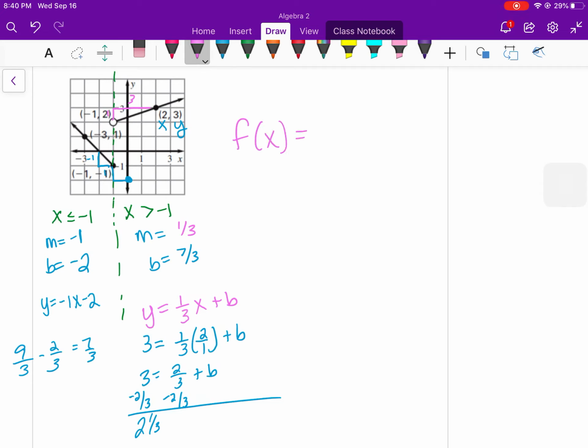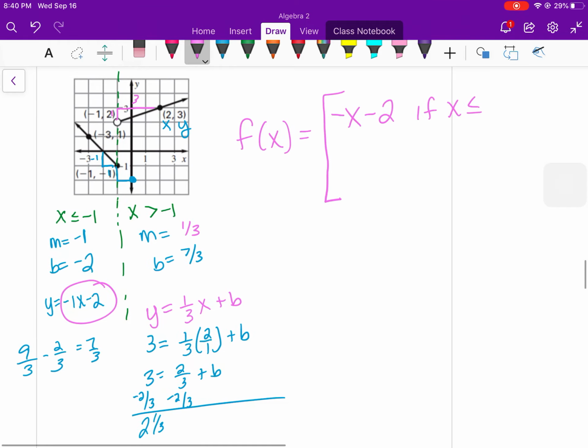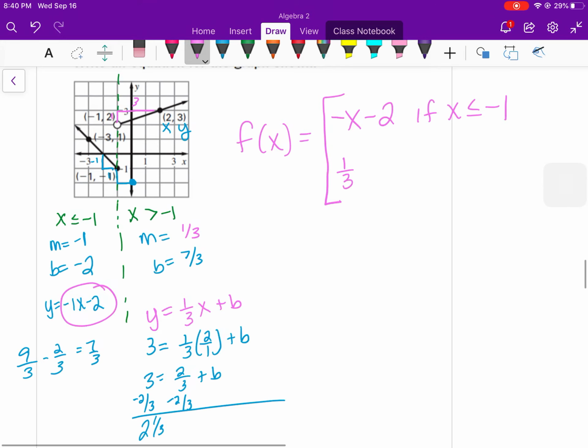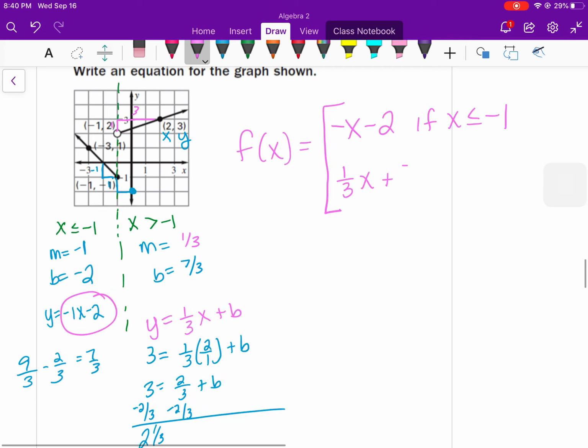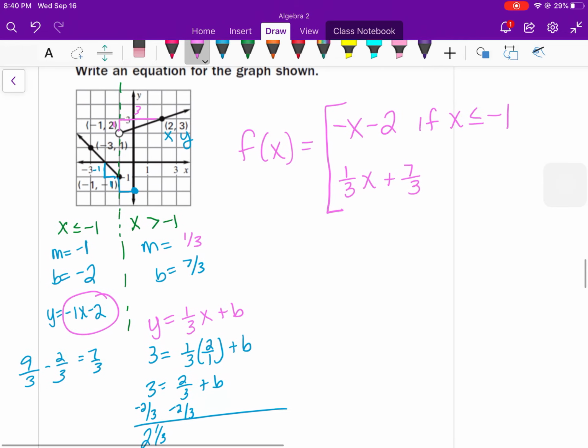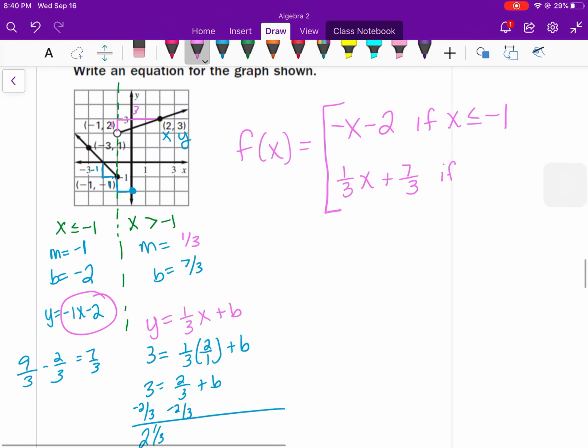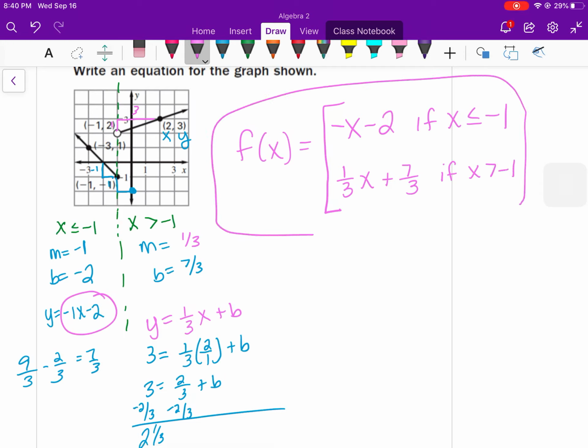So f of x equals, and you can use the square brackets, that's fine. We have this equation here, -x minus 2, for if x is less than or equal to -1. Or we have 1/3 x plus 7/3 if x is greater than -1. And then that is our piecewise function.